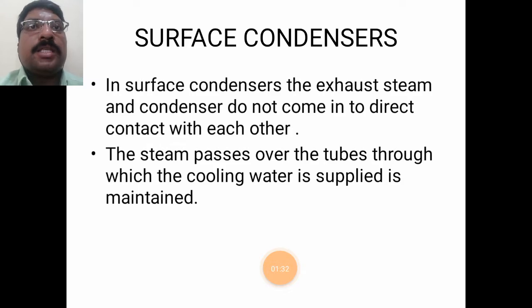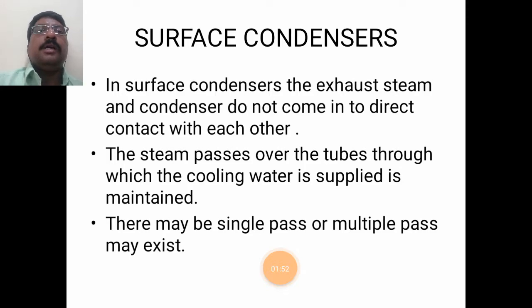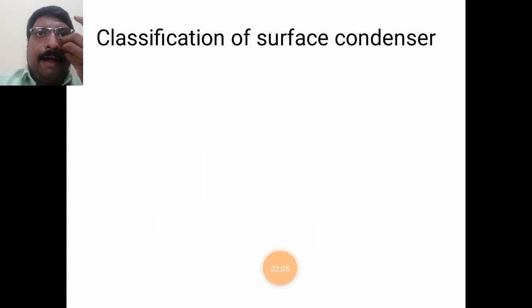That means by means of a number of parallel tube sections, the cooling water is supplied and the hot steam will be passed over the tubes. Whenever the hot steam makes contact with the tube surface, by means of convection, the hot steam will be converted into water. Here the cooling water supply may be a single pass or multiple pass. That means the cooling water can be supplied by means of a single tube or multiple tubes.